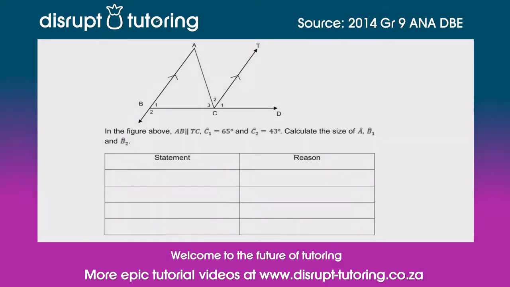Today we're going to do some geometry, and it's straight line geometry as well as parallel geometry as well as some triangles. Right, so they've said to us in the figure above, AB is parallel to TC. So AB is parallel to TC, which they've marked for us. And they've said to us C1 is equal to 65 degrees, but they haven't marked it on the shape. So I'm going to put that in there, 65 degrees. And they've said to us C2 is 43 degrees, which they also didn't mark, and I'm going to put that in, 43 degrees. Now they've said to us calculate the size of A, B1, and B2.